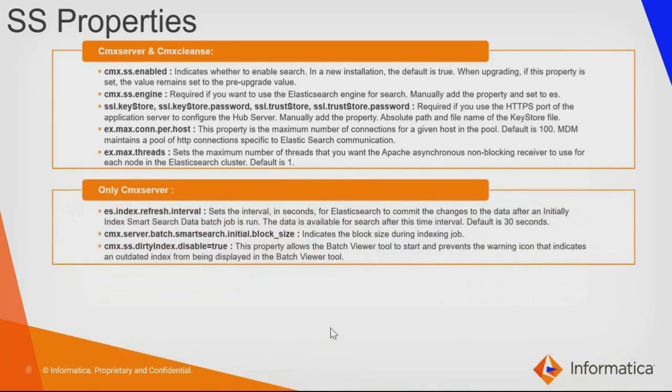Then we have the properties which are specifically for the CMX server side. The first one is the ES index refresh interval. This property is in seconds, which specifies after how much time I need to commit the changes to the data after the initial indexing job has run. Whenever you search for the data, it will be available for search after this specific time interval. The default value is 30 seconds.